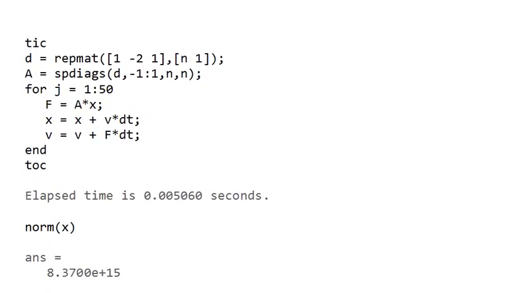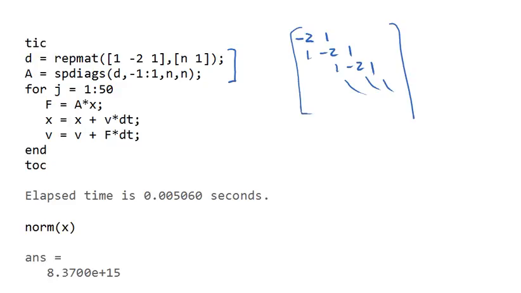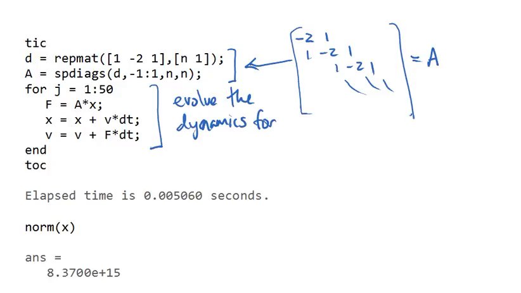So here is our syntax for creating the 1, -2, 1 matrix as a sparse matrix, so that MATLAB is aware it's sparse and reacts accordingly. So that's A. Okay, we don't even need the identity matrix because we're just working with the vectors themselves, right? So we just go ahead and we evolve the system dynamics for 50 time steps.